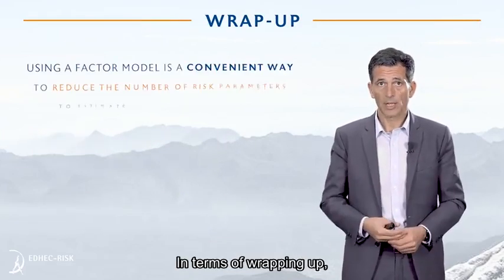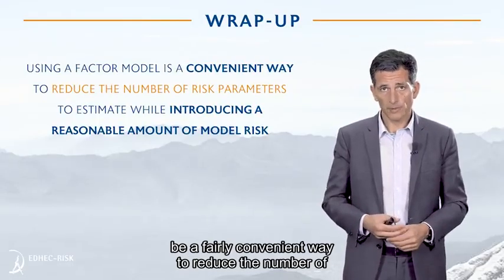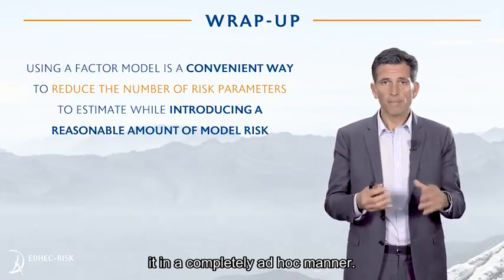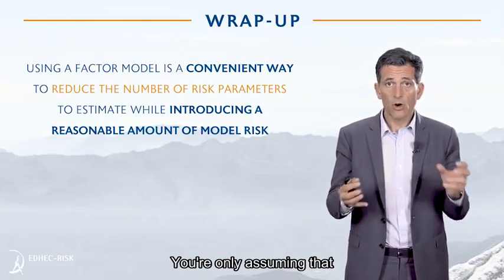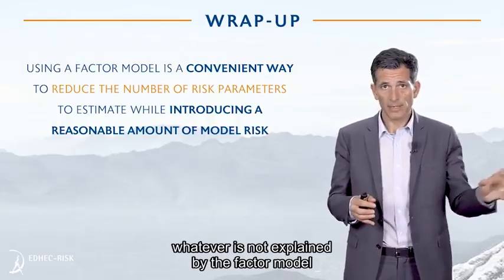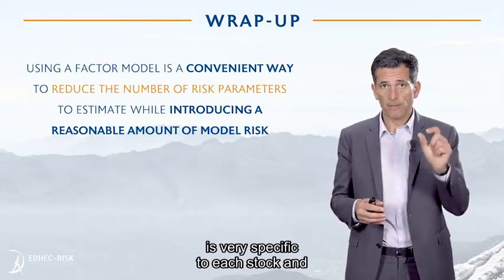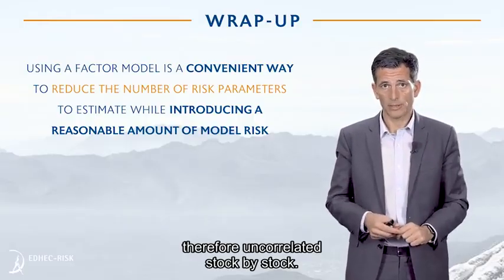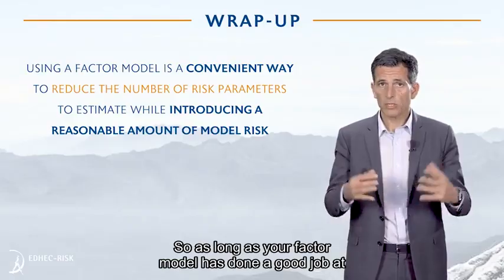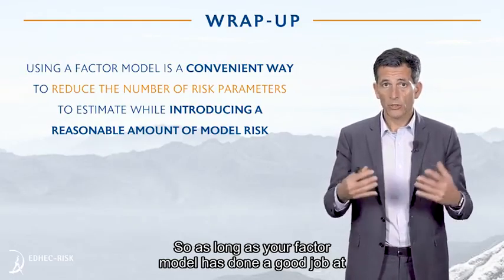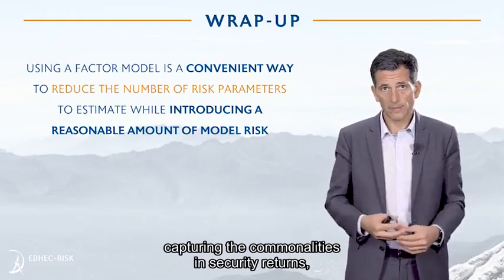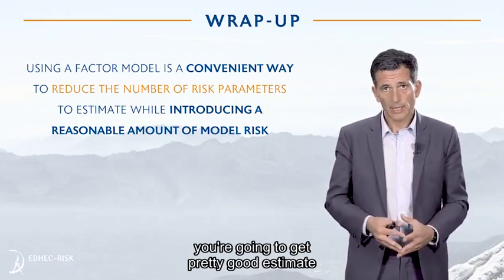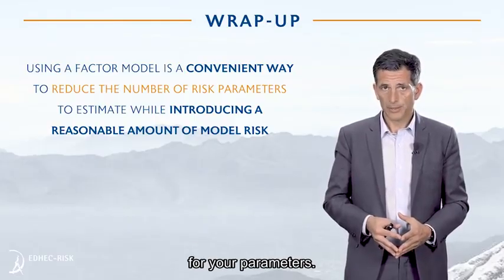Okay, in terms of wrapping up, using a factor model turns out to be a fairly convenient way to reduce the number of parameters, because you're not doing it in a completely ad hoc manner. You're only assuming that whatever is not explained by the factor model is very specific to each stock and therefore uncorrelated stock by stock. That's the only assumption you're making. So as long as your factor model has done a good job at capturing the commonalities in security returns, then you're going to be okay. You're going to get a pretty good estimate for your parameters.